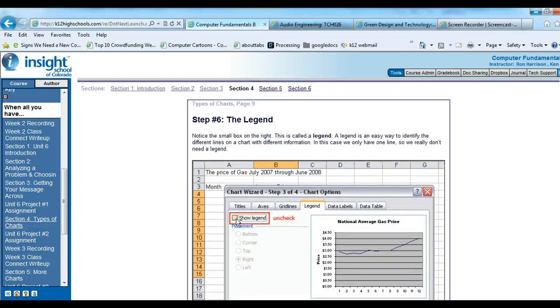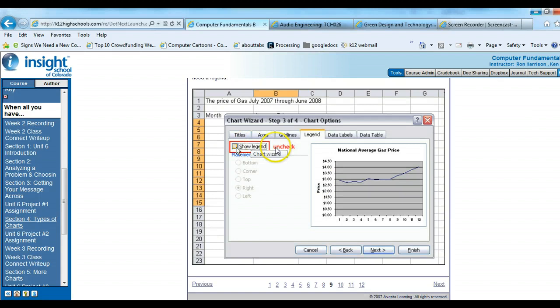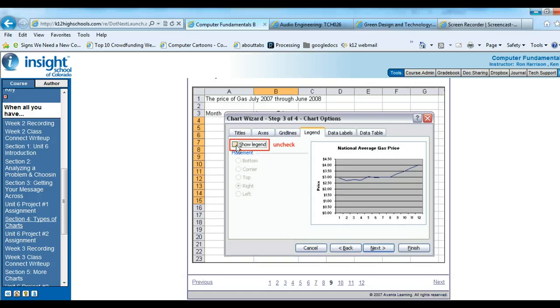Now the legend is really important in the chart because the legend can identify what everything means in the chart. So if you're in this version of Excel, you would choose legend, and then you'd tell it where to put the legend. So you can see that this has the national average gas price and then the word price on the left over here. So the legend is really important to show what the information is that the chart contains.